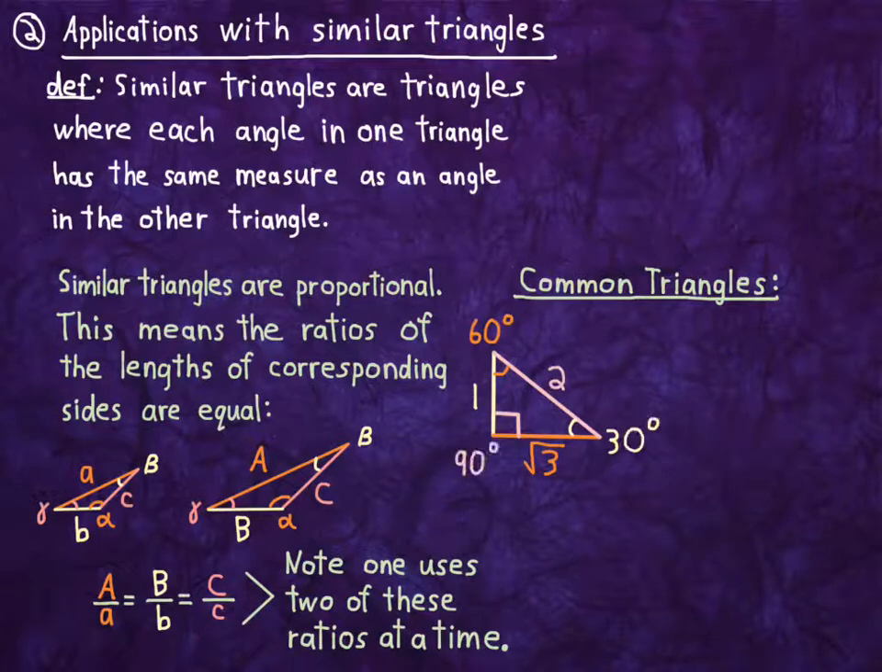So these are common triangles. There's two common triangles, and they're just used for a lot of examples. They do come up in real life fairly often, but they're used in math mostly because they're triangles where we can expect people to know the ratios of the sides. So this is one. This is a 30, 60, 90 degree triangle. So it's a right triangle because it has 90 degrees.